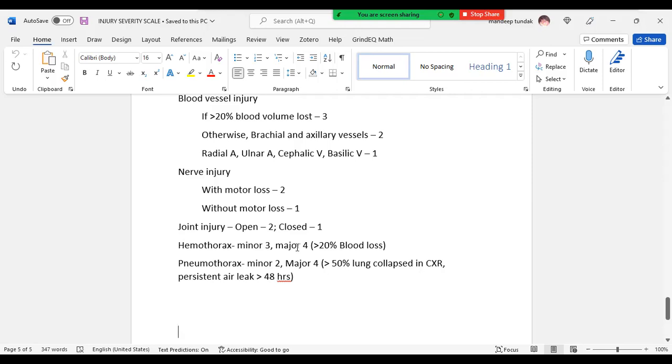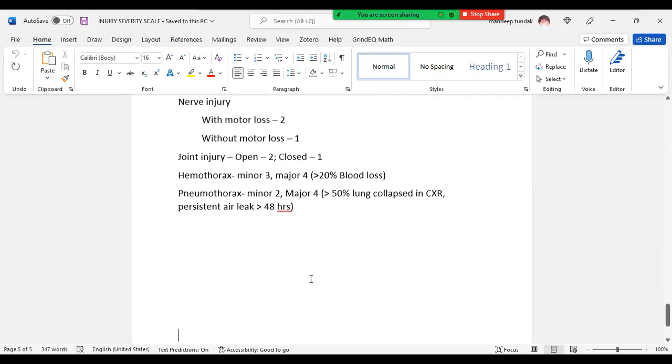For hemothorax, if it is minor, then the score is 3. If it is major, defined by blood loss more than 20 or less than 20, the score is 4. For pneumothorax, if it is minor, then 2. For major it is 4. More major is when more than 50% of the lung has collapsed in the X-ray, or it persists for more than 24 hours, 48 hours.